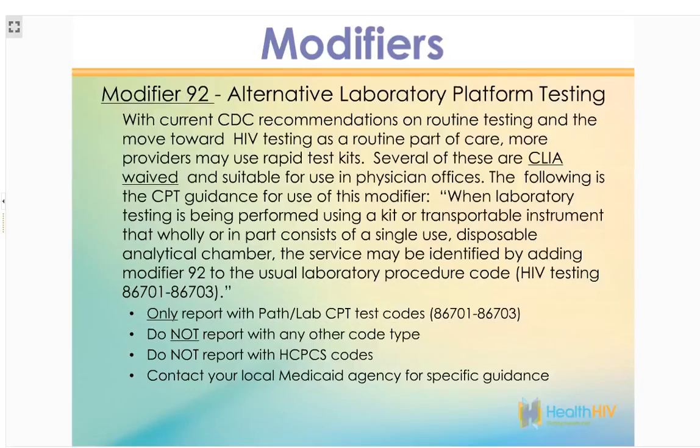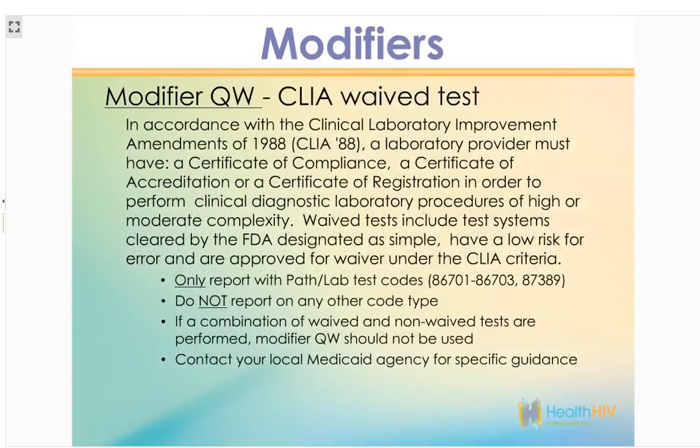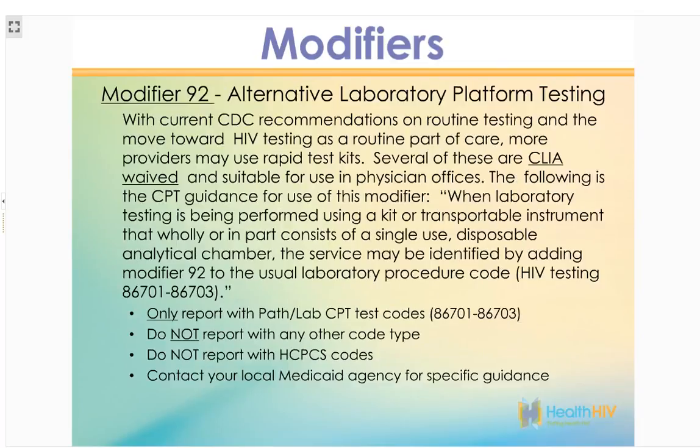There are two lab modifiers. The first one is modifier 92. The description is alternate lab platform testing, and it just describes a CLIA-waived test. And the second modifier is QW, and it also describes a CLIA-waived test. So in terms of these two modifiers, you should follow up with your local state Medicaid agencies and your insurance carriers to find out which modifier they want you to use.